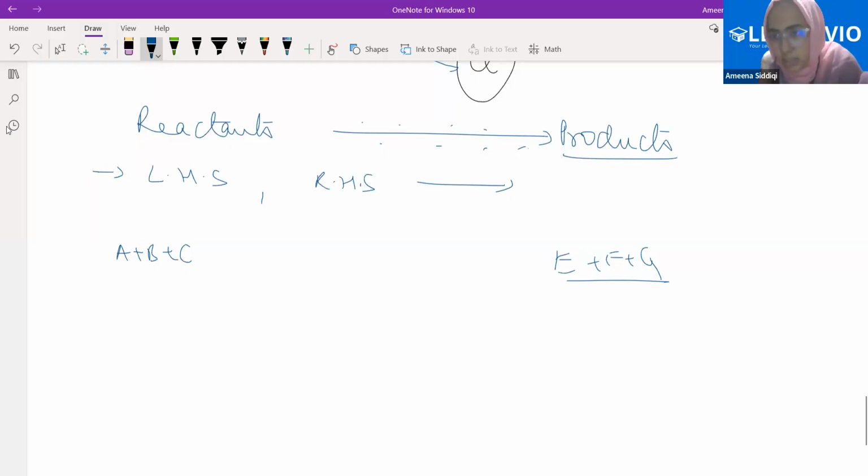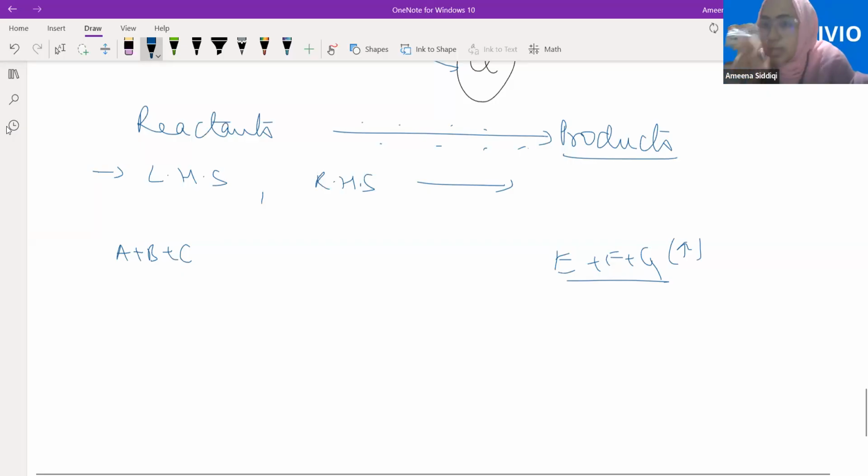Now, one more important point. If there's some gas which is being released in the product as a result of the reaction, we will always show an arrow like this. This means the gas is being released. Let's say there's a reaction in which hydrogen gas is released. So we'll show this arrow by the hydrogen.